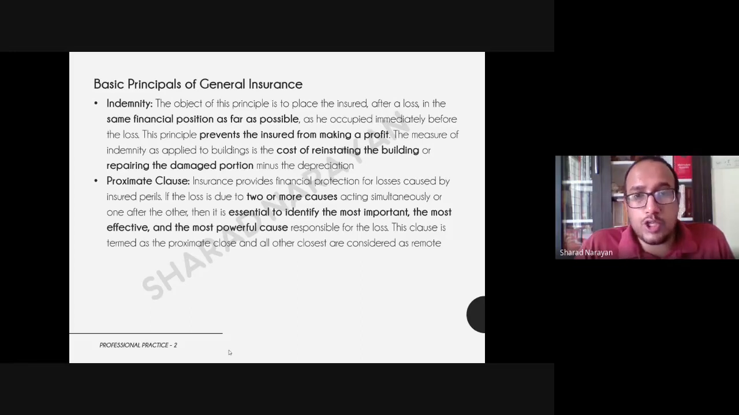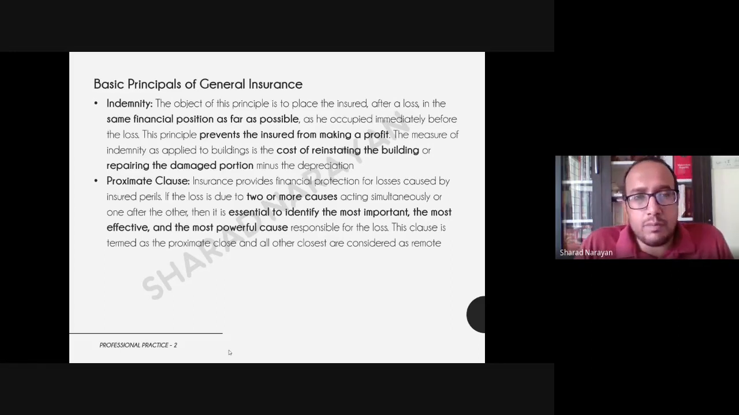Proximate clause. Insurance provides financial protection for losses caused by any of these insured perils. If the loss is due to two or more causes acting simultaneously or one after the other, then it is essential to identify the most important, the most effective, and the most powerful cause responsible for the loss. This is termed the proximate cause, and all others are considered as remote. Now, again, we will take the example of the 2001 Bhuj earthquake.